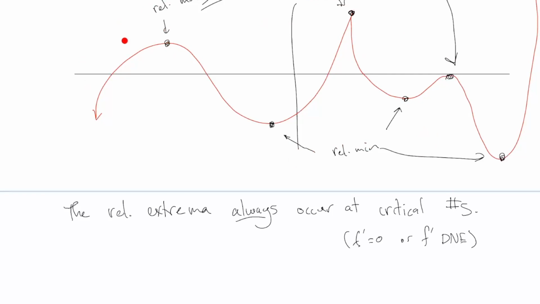Like right here, the derivative is 0. That's because the tangent line would be flat horizontal. Or like right here, this weird pointy point, that's a place where the derivative does not exist because there is no specific tangent line here because it has a little pointy point. But all these other ones, the derivatives are 0, all right? The relative extrema always occur at the critical numbers.